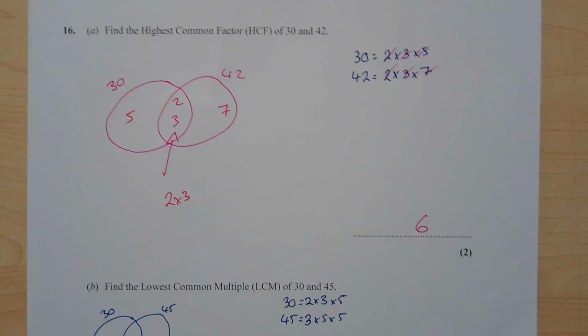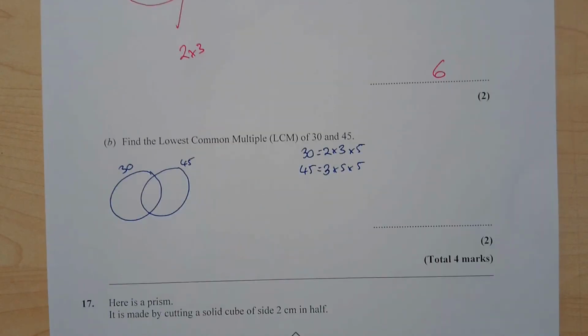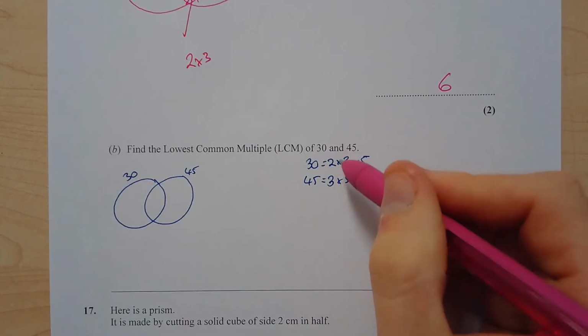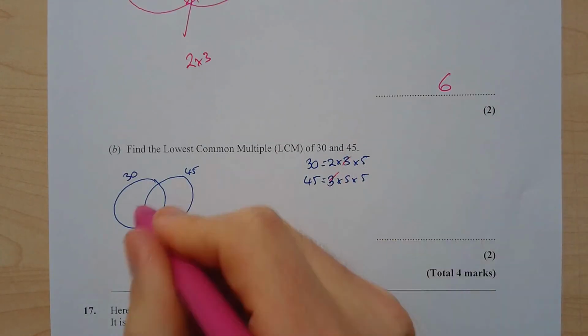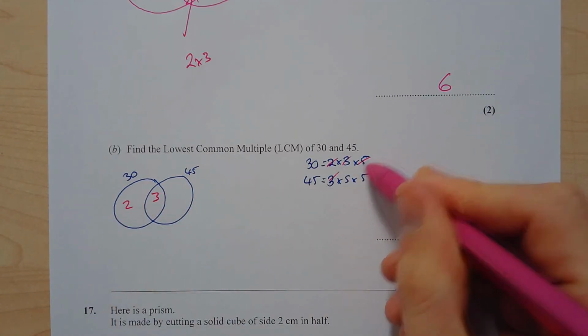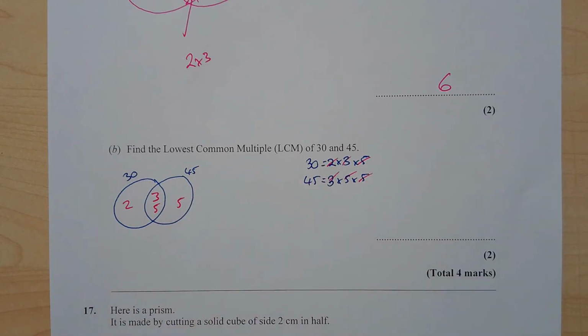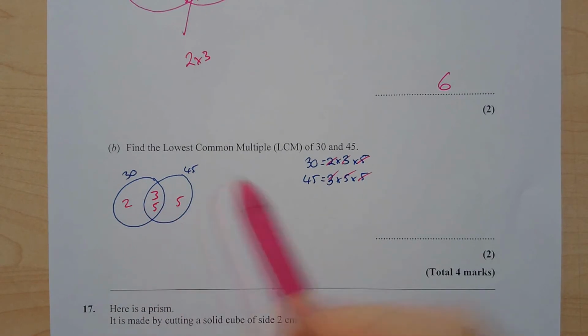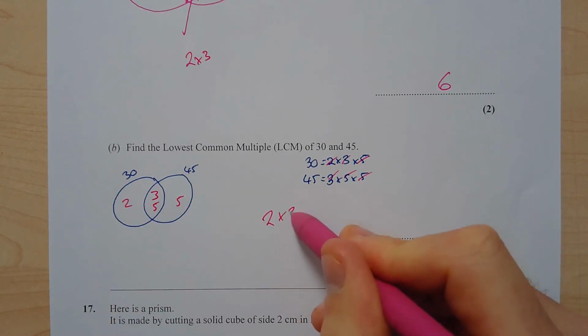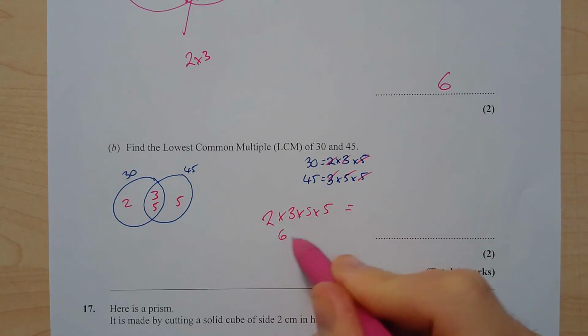It's very similar below. It says find the lowest common multiple of 30 and 45. So just to change number here, 45. So I've written them out again. I'm just going to put them in. 3 goes in both. 2's just in 30. We've got 5 in both as well. And another 5 there. So my lowest common multiple is a multiple of all these numbers. So 2 times 3 times 5 times 5, which is 6 times 25.